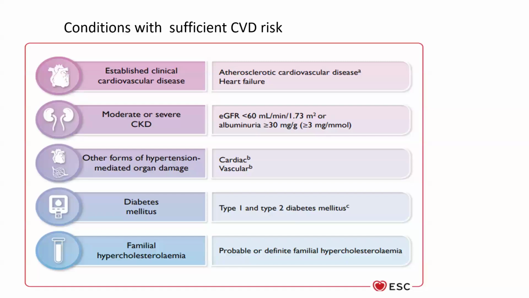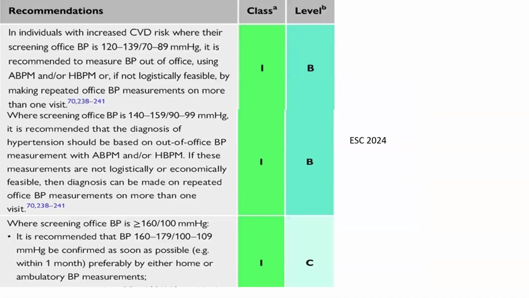So if a patient has hypertension and a condition with sufficient cardiovascular disease risk, there is no need to calculate the risk score. These are patients with already established clinical cardiovascular disease, CKD, hypertension-mediated organ damage, diabetes, and so on.